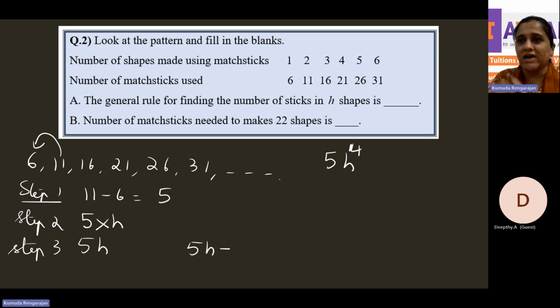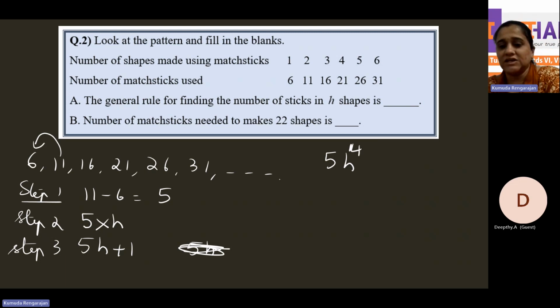h க்கு 4 ன்னு போட்டாக்க 5 into 4 என்ன வருது? 20. ஆனா அதுக்கு ஆன்சர் என்ன ஆக்சுவலா? 21. அந்த 20 எப்படி 21 ஆகும்? +1 தானே பண்ணோம். சோ நீங்க எந்த டேர்ம் எடுத்தாலும் உங்களுக்கு அதுதான் வரும். 5h plus 1. That is the rule. So it is not 5h minus 1, it's 5h plus 1. Now the Satakshi is here. 5h, no? You understood till here?